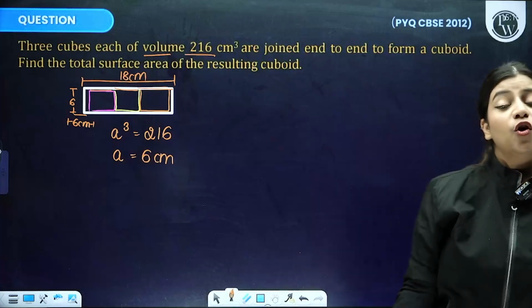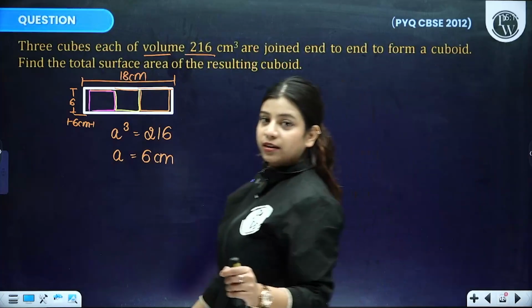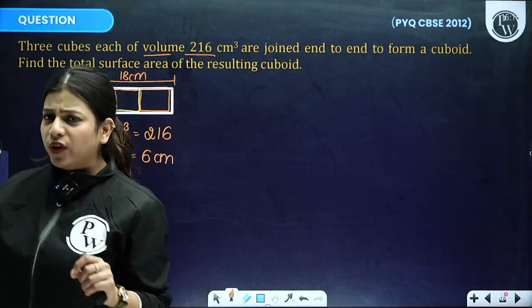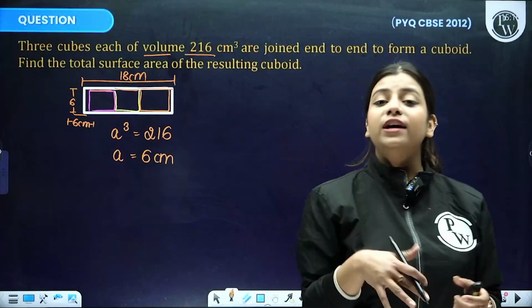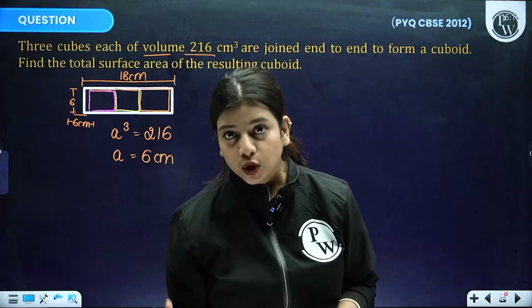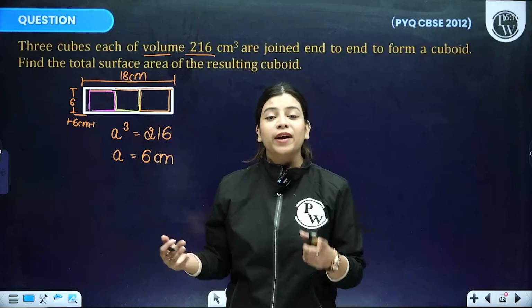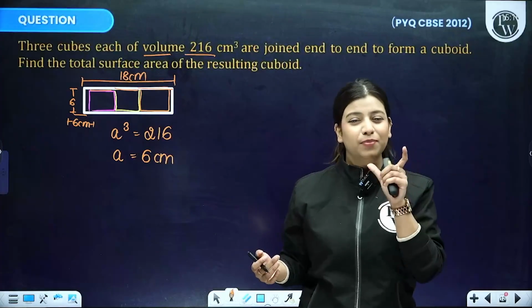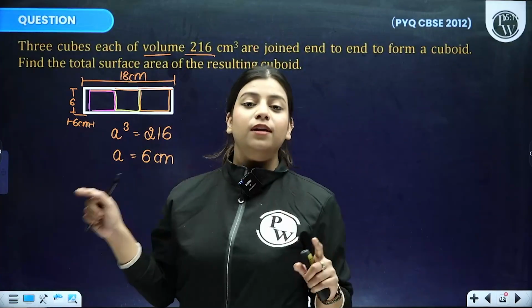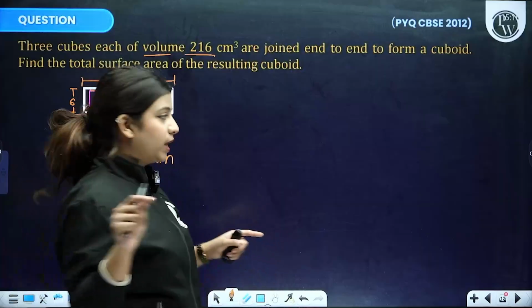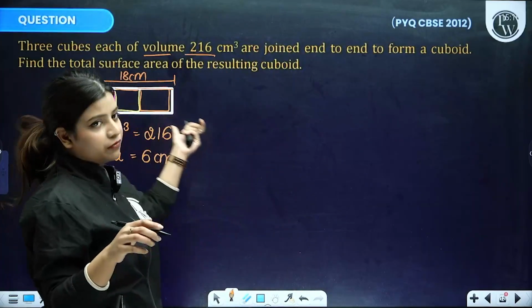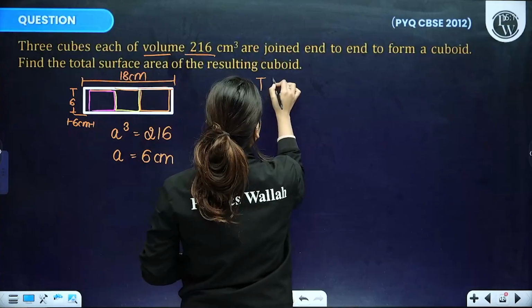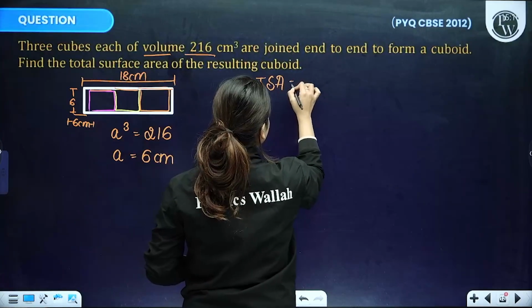That will give you what? 18 centimeter. So whenever 2 cubes, 3 cubes, and so on are joined edge to edge, the resultant figure that is formed is a cuboid. And for that cuboid, the height remains the same, the breadth remains the same, but the length changes, and that becomes a cuboid. Now what you have to find out? The total surface area.